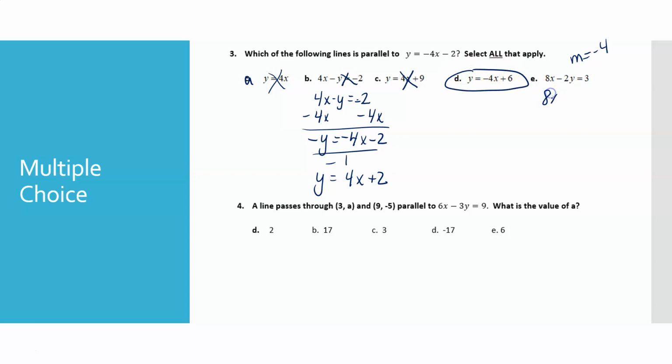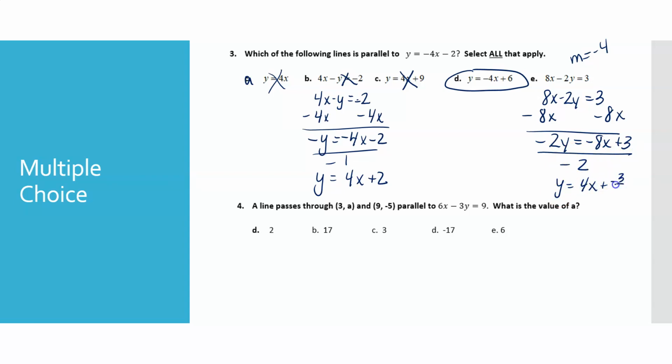And if we move this one around, I subtract 8x from both sides. I have negative 2y equals negative 8x plus 3. And I divide by negative 2. I have y equals 4x plus negative 3/2. So it's not this one either.